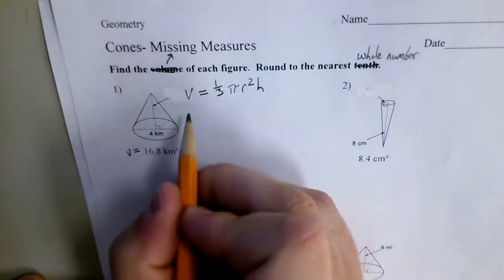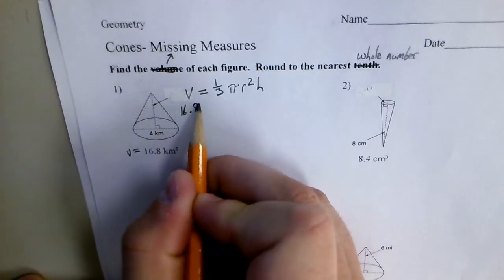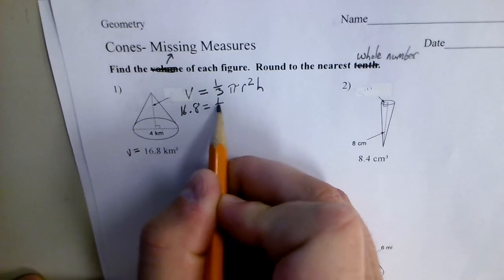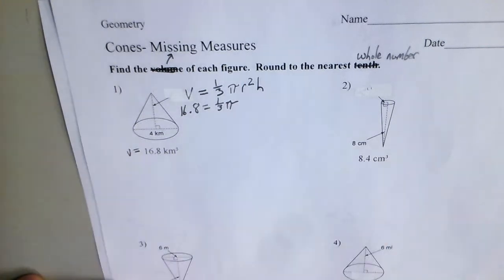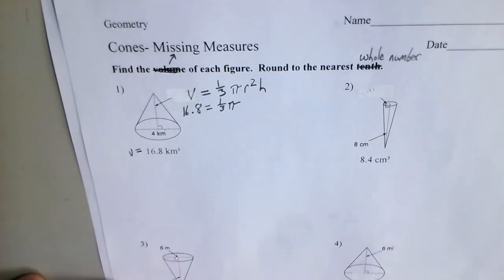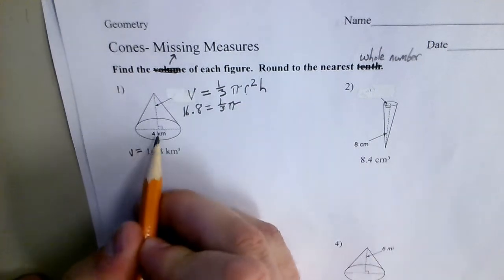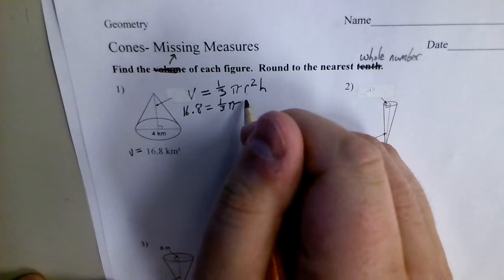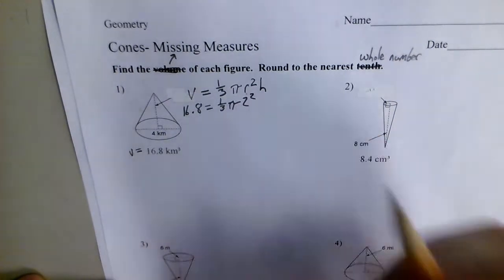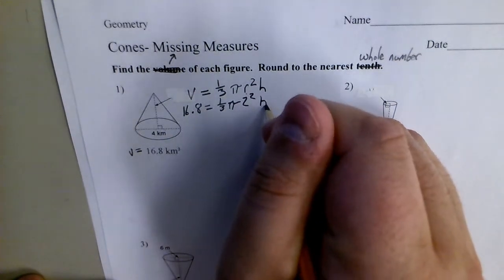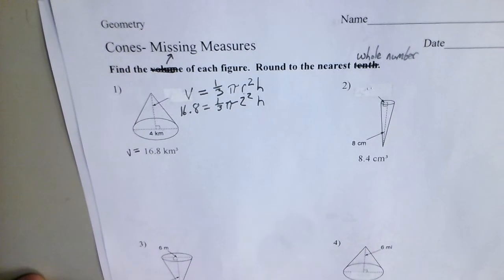So the volume is 16.8 equals, and the 1/3 and the pi are going to stay there all the time. R, so I need my radius next. I see my diameter as 4, so I need to cut this in half. That means my radius is going to be 2. And then my height is the thing that I don't know, so that's what I'm looking for.